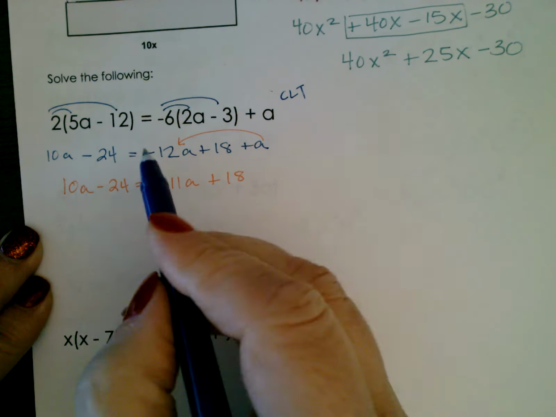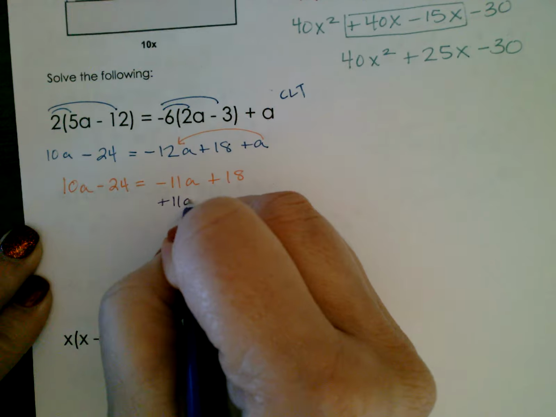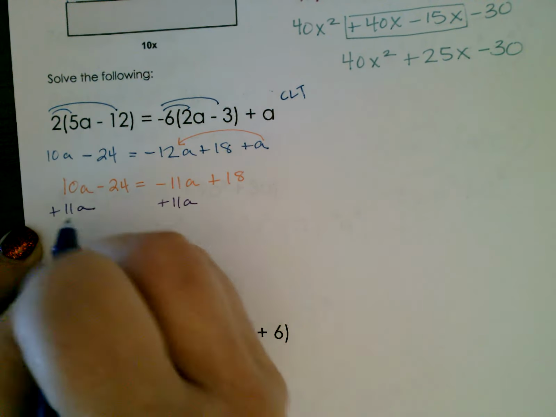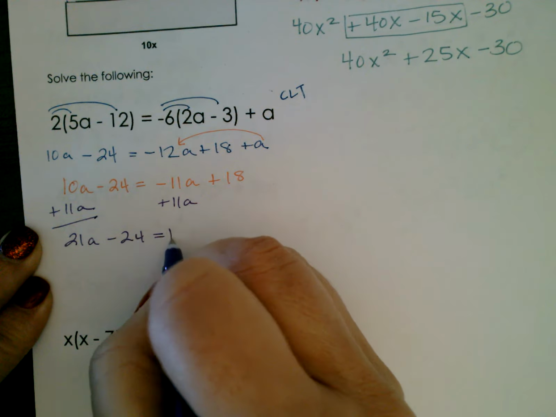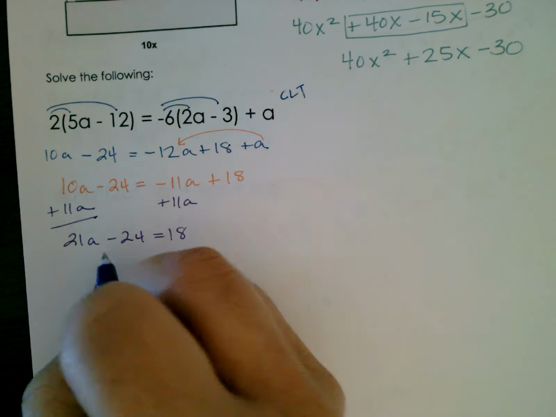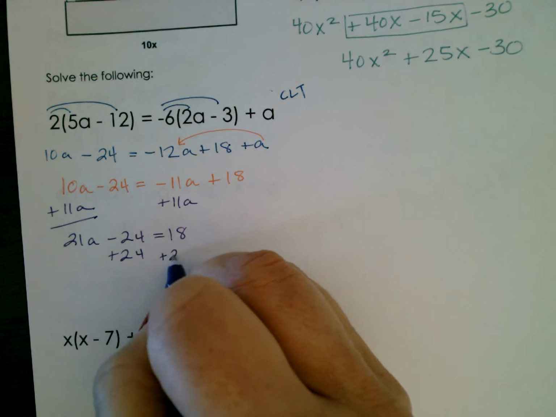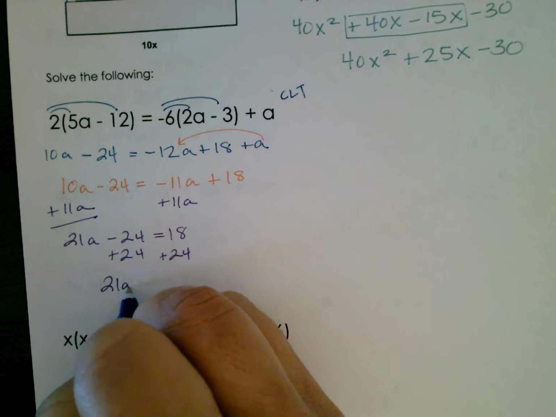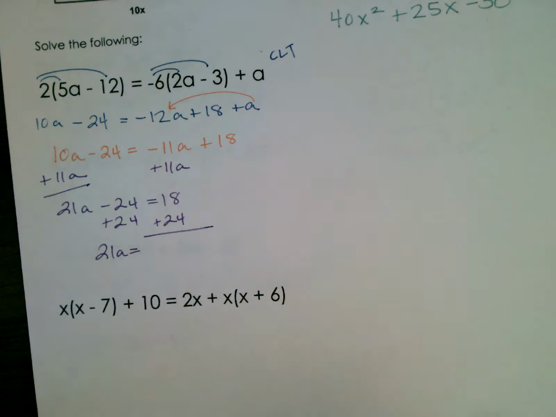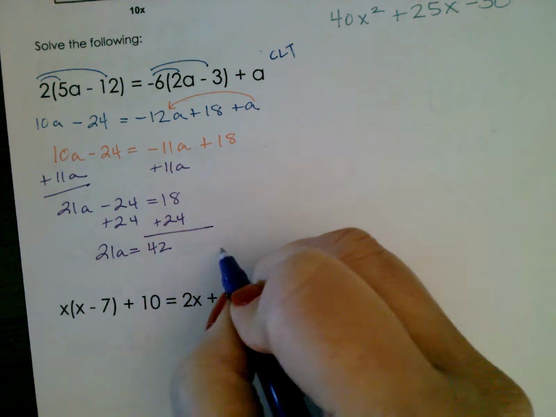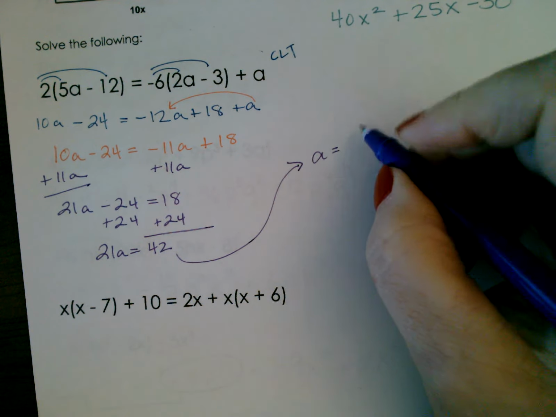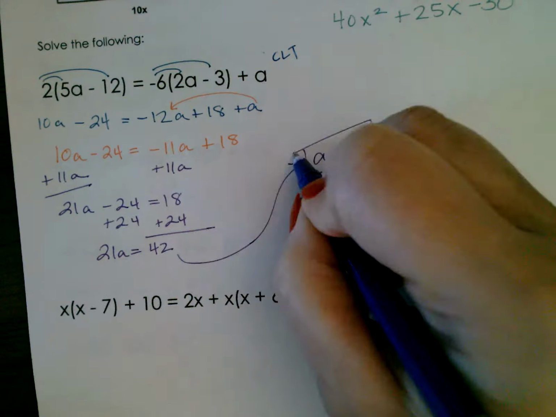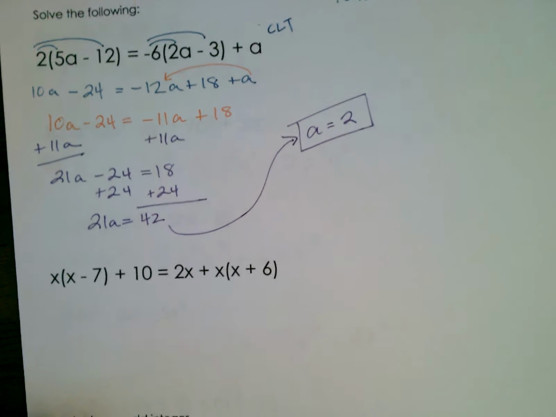Oh, two-step equation. You should be able to solve this from here. I'll add 11a, add 11a, 21a minus 24 equals 18. Add 24 to both sides, and I would get 42. Divide by 21, a equals 2.